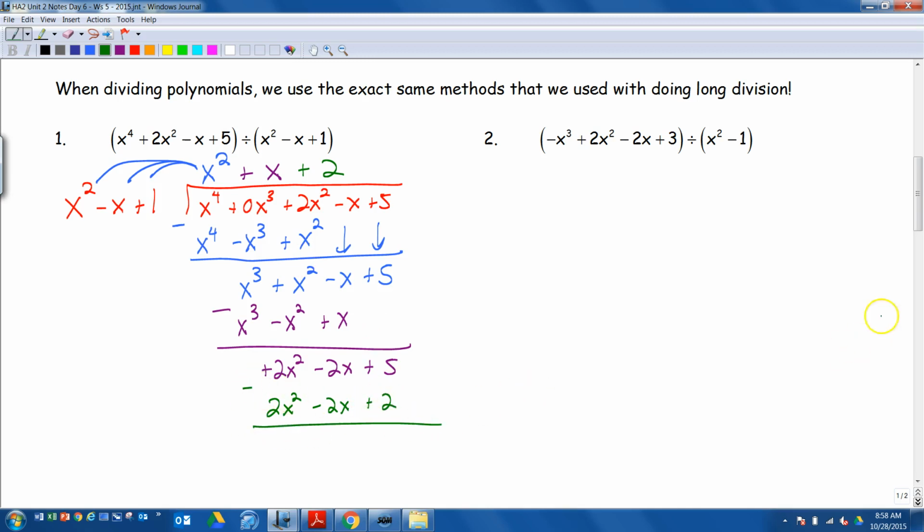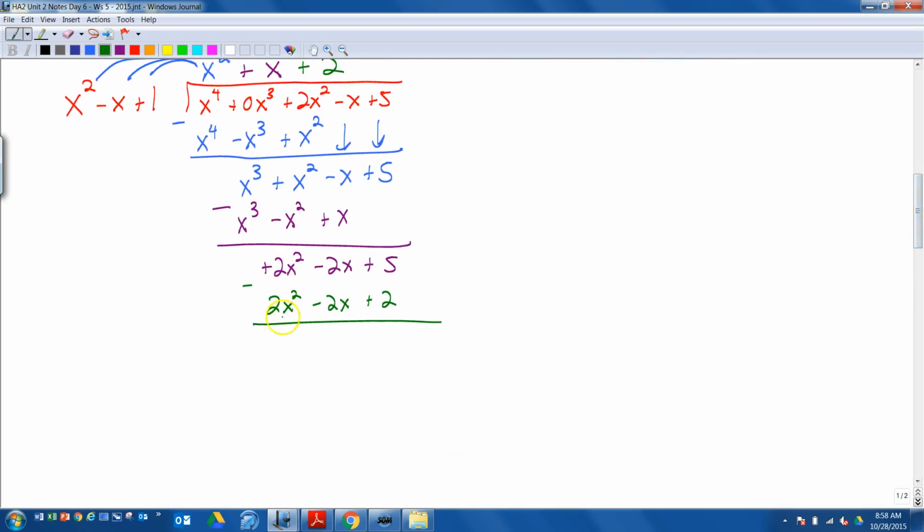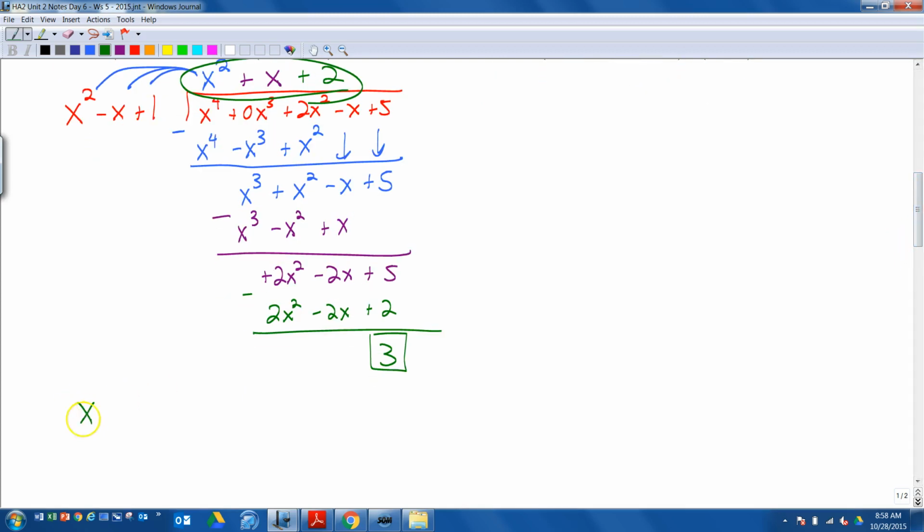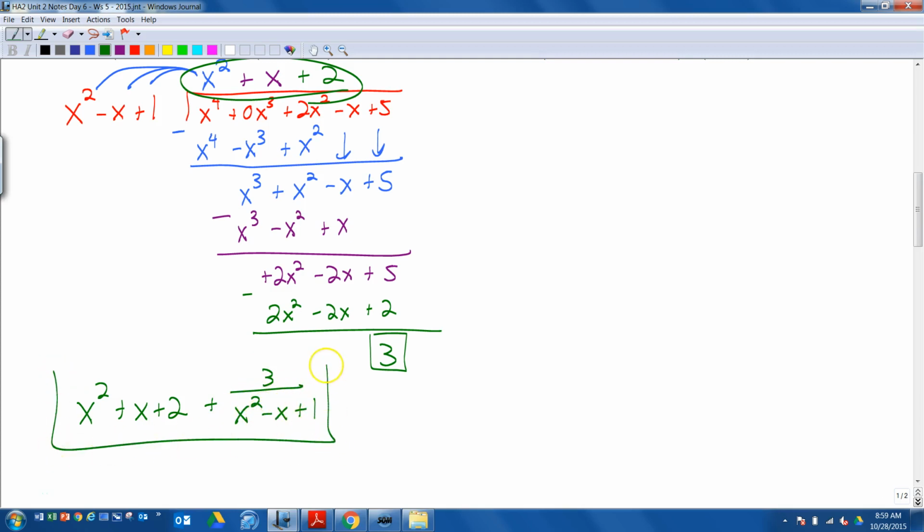Again, I'm subtracting. Those go away, and negative 2 minus a negative is positive. Those go away. 5 minus 2 is 3. So that is my remainder. So my final answer is what you have on top here. We would write the final answer when we divide it is x squared plus x plus 2. And then plus the remainder of 3, which was not divisible by x squared minus x plus 1. So we leave it like that.